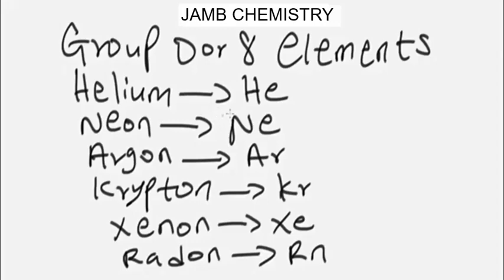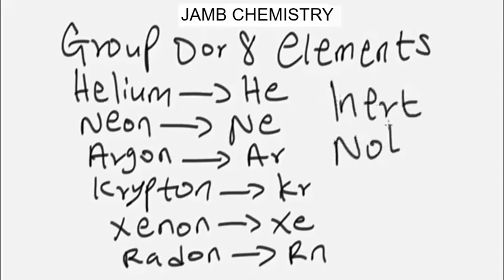Now let's take a look at a few concepts about them. Firstly, group 0 elements or group 8 elements are called inert gases or noble gases. They are also called rare gases.